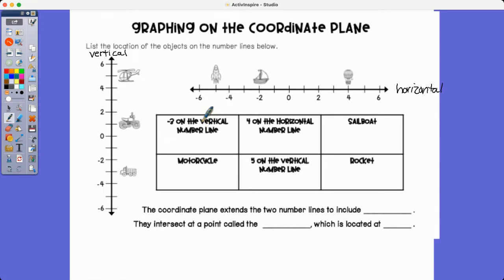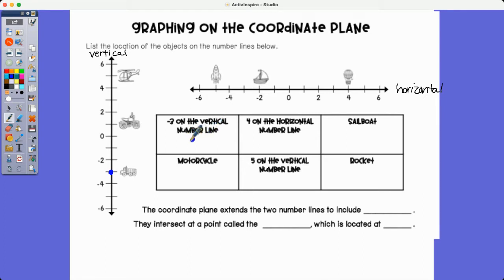So the very first thing we're going to do is find -3 on the vertical number line. So for vertical, I'm going to use blue. So -3, I'm going to find my 0. I'm going to go down 1, 2, 3. -3 on my number line is right here. And I marked that in blue.